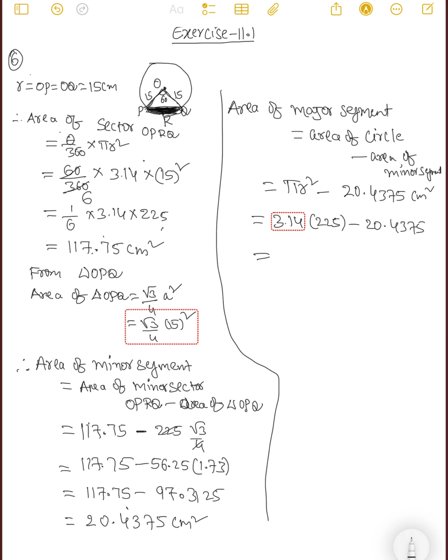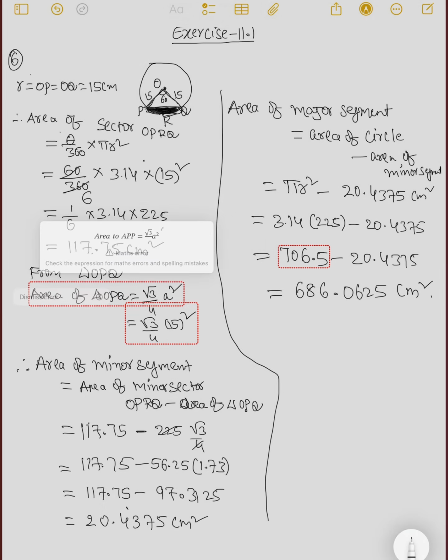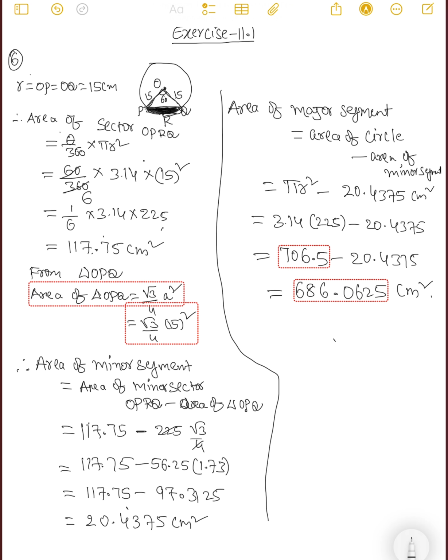Overall, 3.14 into 225 is 706.5 minus 20.4375. We get 686.0625 centimeter square. This is the area of the major segment. Okay, understood this problem? Thank you.